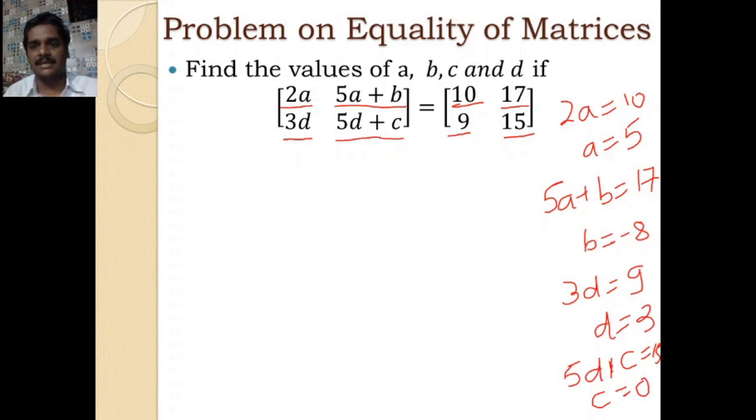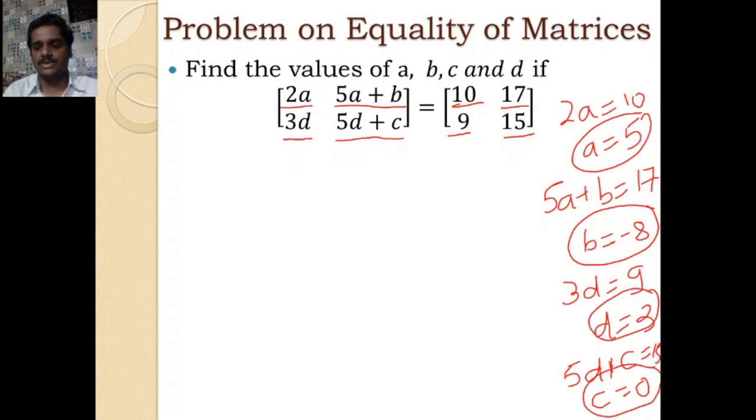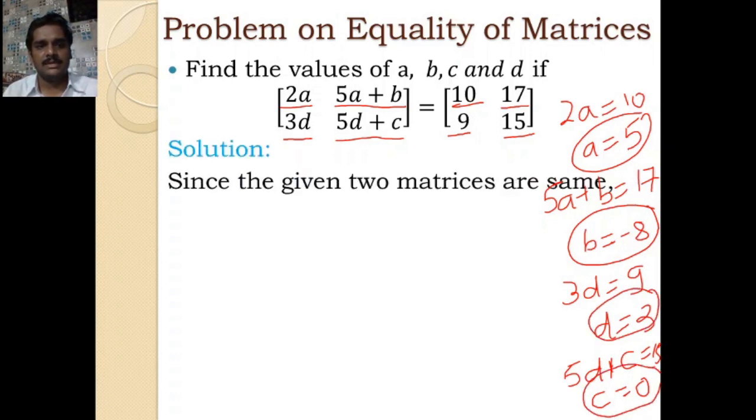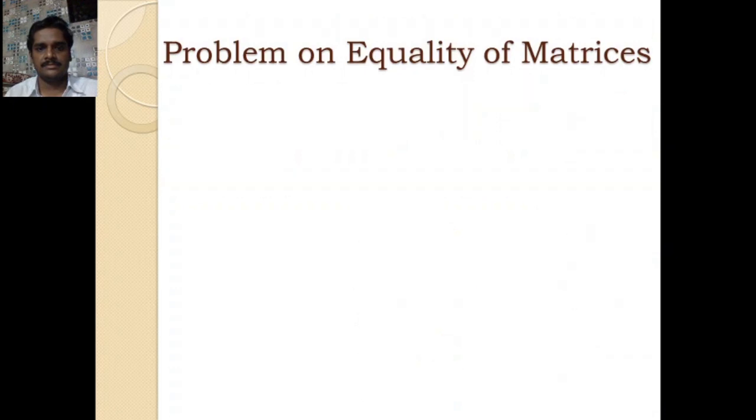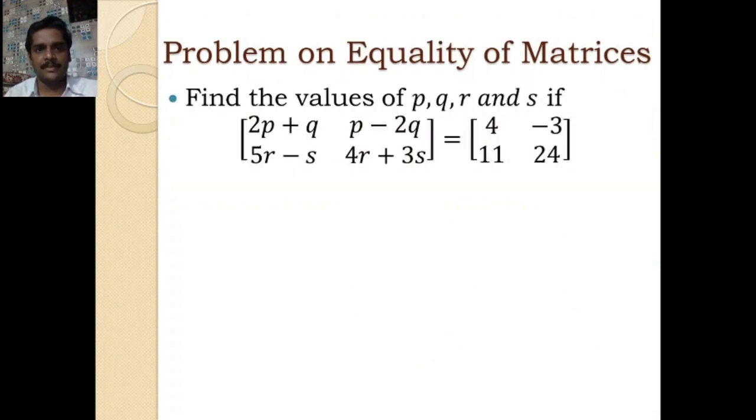So this is how we get all four variables' values. A equals 5. B equals minus 8. D equals 3. And C equals 0. Here is the solution. Let's see one more problem.